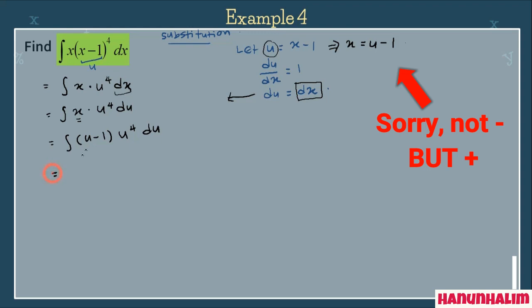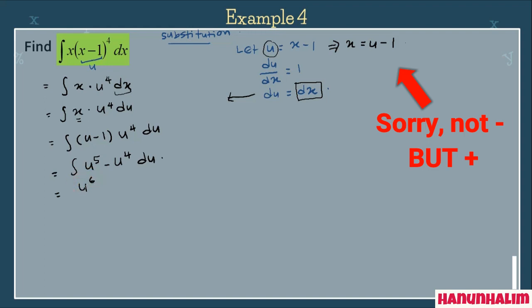Okay, so now semua dah jadi huruf u. Bolehlah kita integrate. But before that, dia ada bracket, ada darab dengan u kuasa 4. Jadi kita kembang dulu. So bila kita kembang, kita akan dapat u to the power of 5 minus u to the power of 4 du. Okay, after that barulah kita integrate. Bila kita integrate, ada lagi tak cacing? Okay, dah tak ada lah, sebab kita nak buat proses integration.